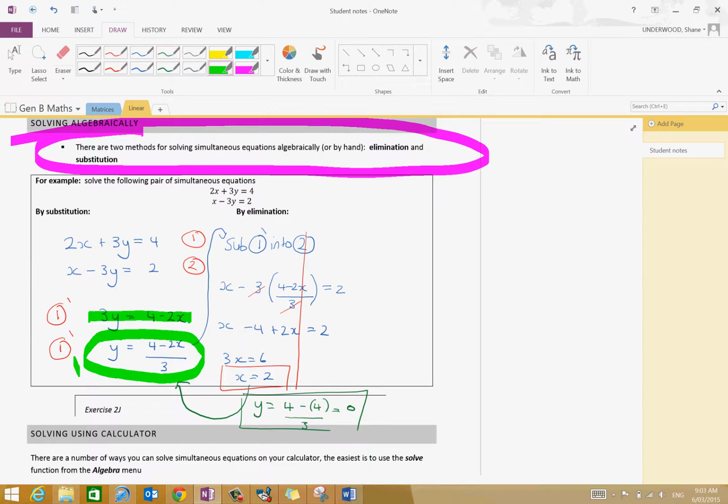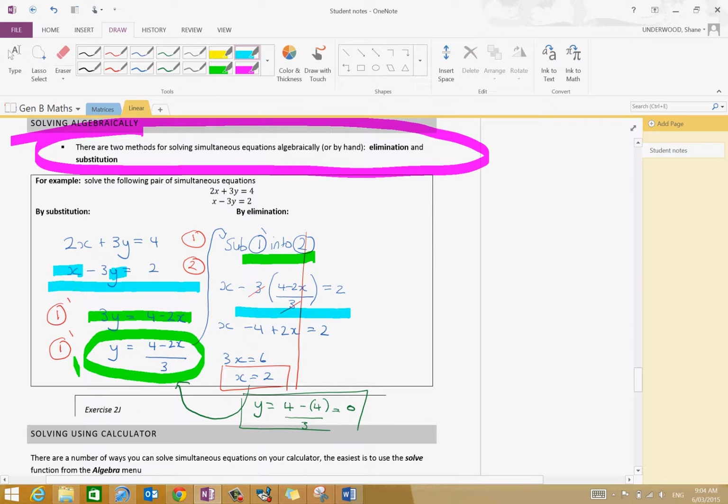So what I've said is I'm subbing 1 into 2. So if you see over here, wherever there's an x, well, that stays an x because we haven't got a literal equation of x in terms of y, but we do have y in terms of x. So that's what I've done. I've replaced y in this equation here. I've replaced y with (4 minus 2x) over 3. And that's what I've done here.